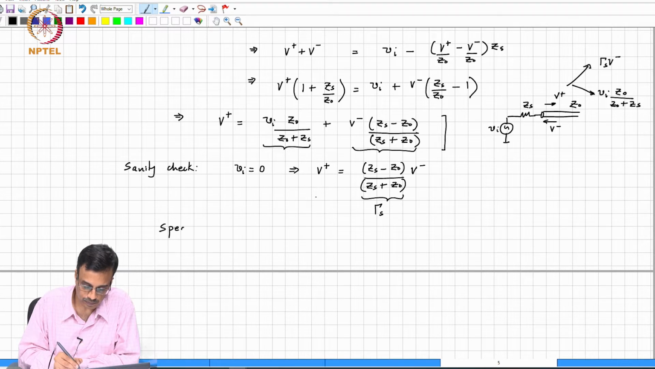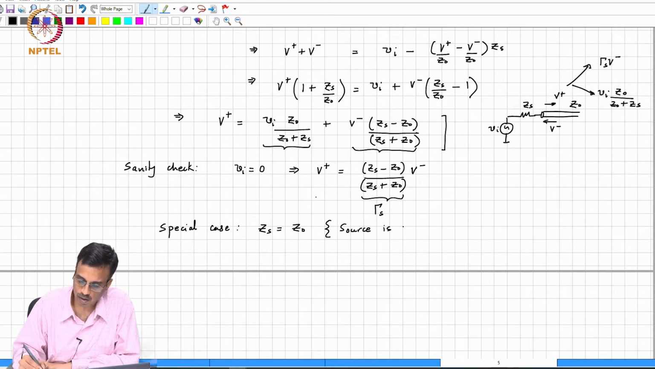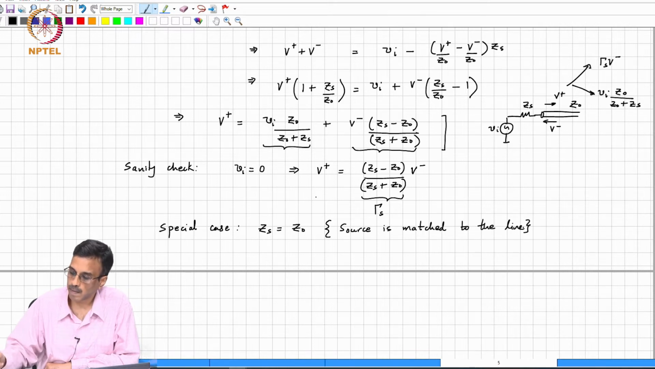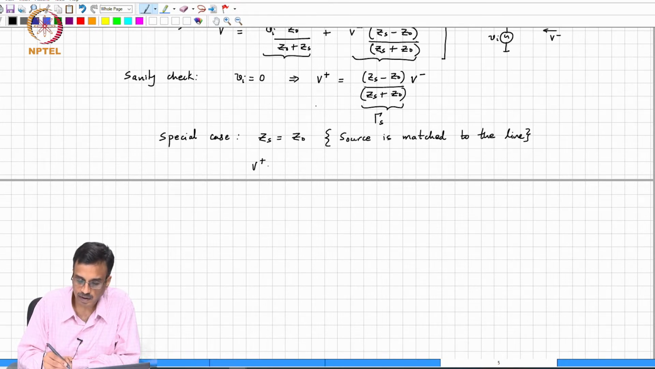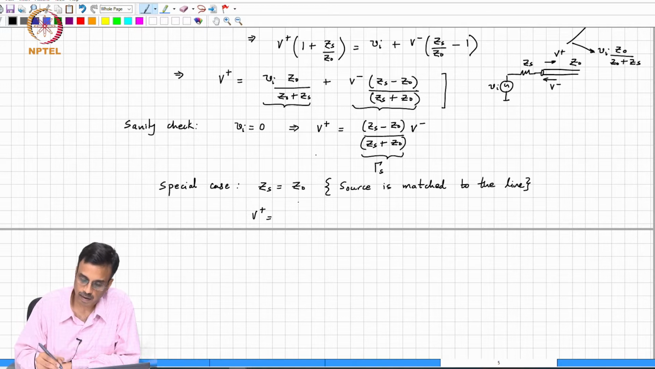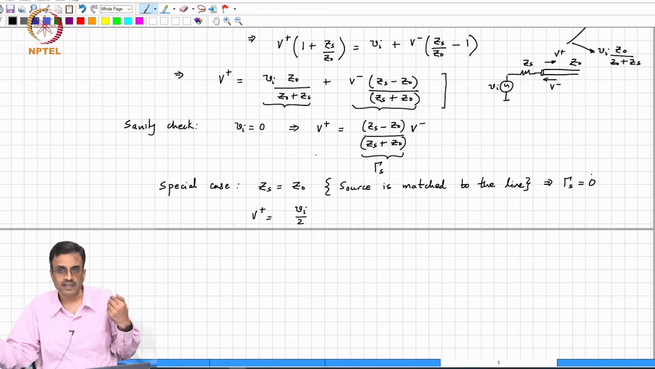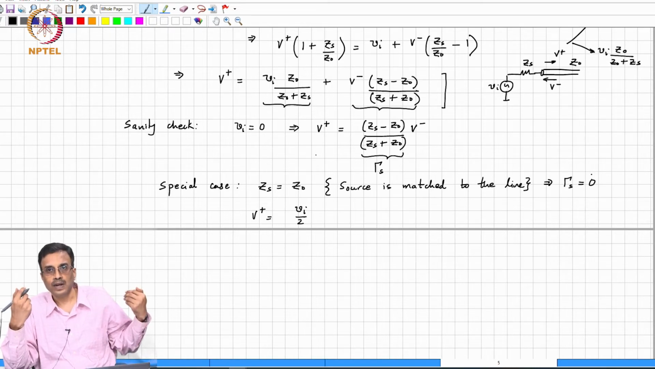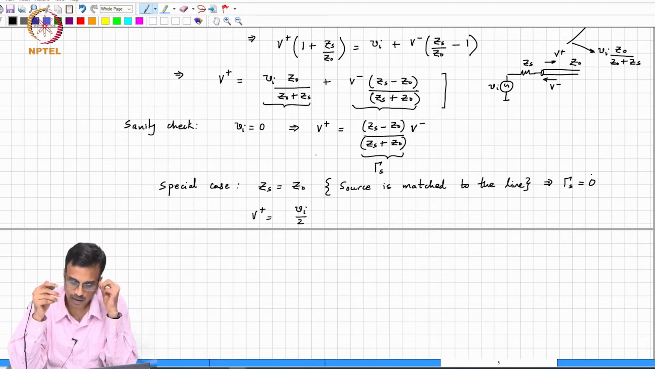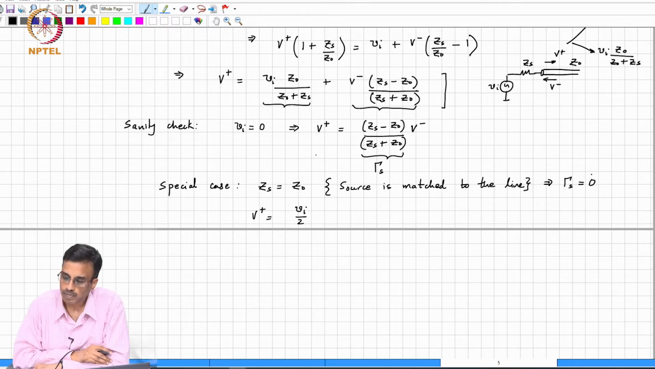In the special case when the source is matched to the transmission line, what do we see? V plus is nothing but Vi by 2 plus 0, because the reflection coefficient gamma S is then 0. So what this means is that V minus is incident on the junction, but nothing gets reflected back, and the only wave that's going forward is due to the input and has an amplitude of Vi by 2. Okay. All right.